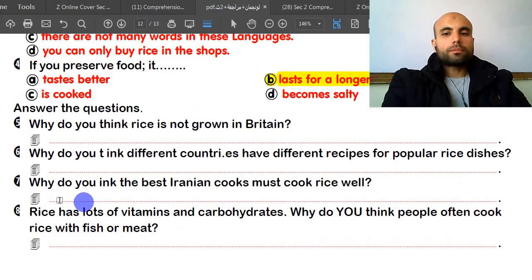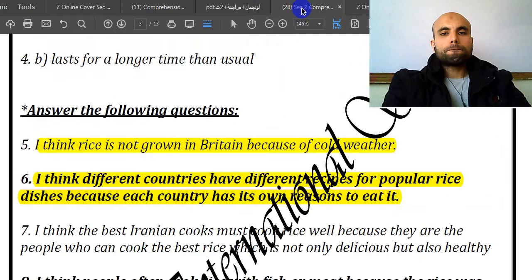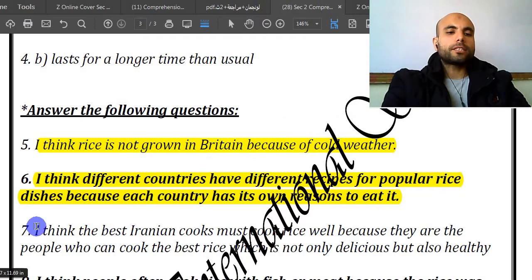Number 7. Why do you think the best Iranian cooks must cook rice well? So number 7 will be here, the answer. I think the best Iranian cooks must cook rice well because they are the best people who can cook the best rice, which is not only delicious but also healthy.